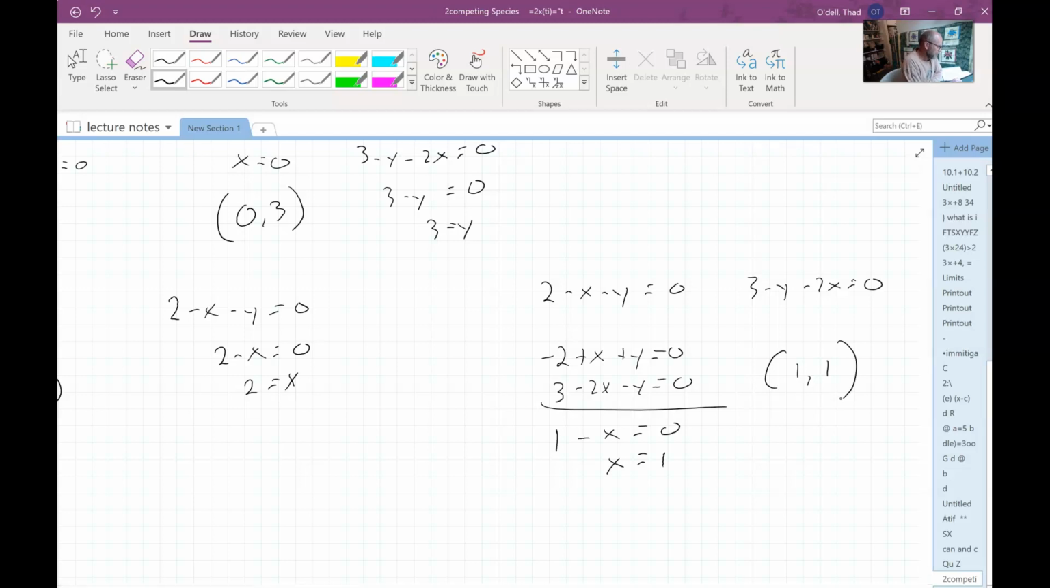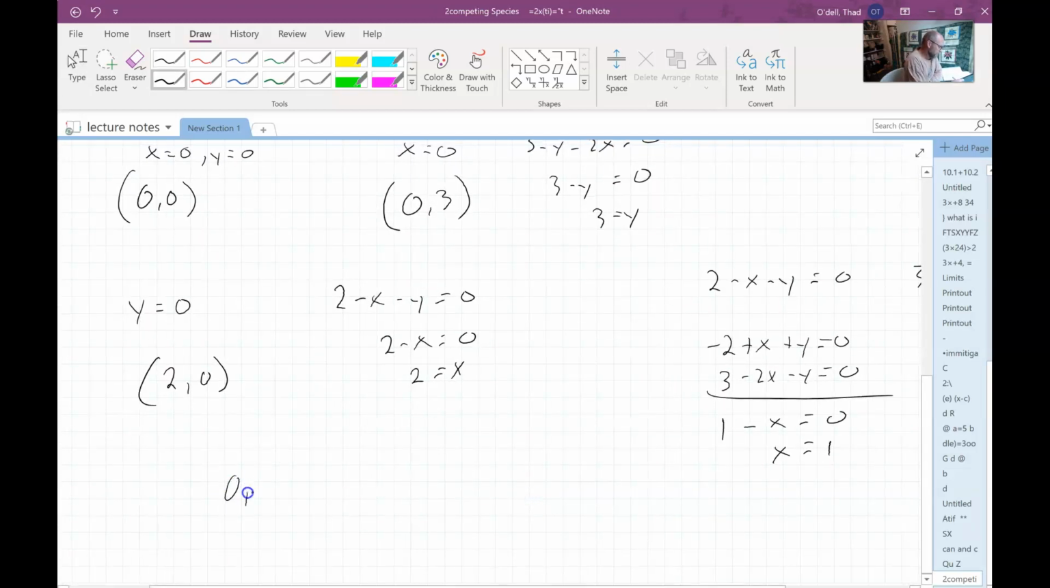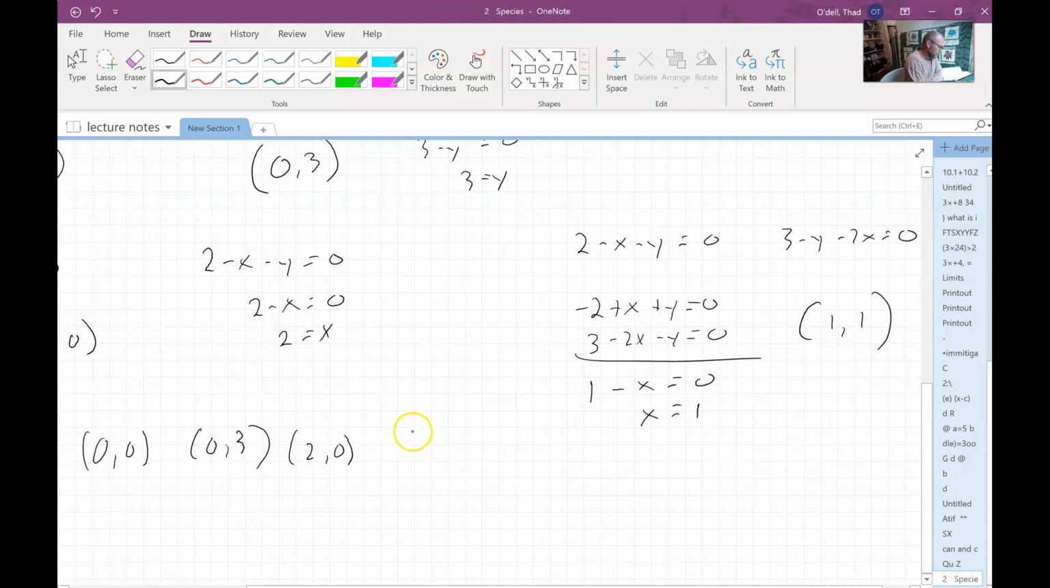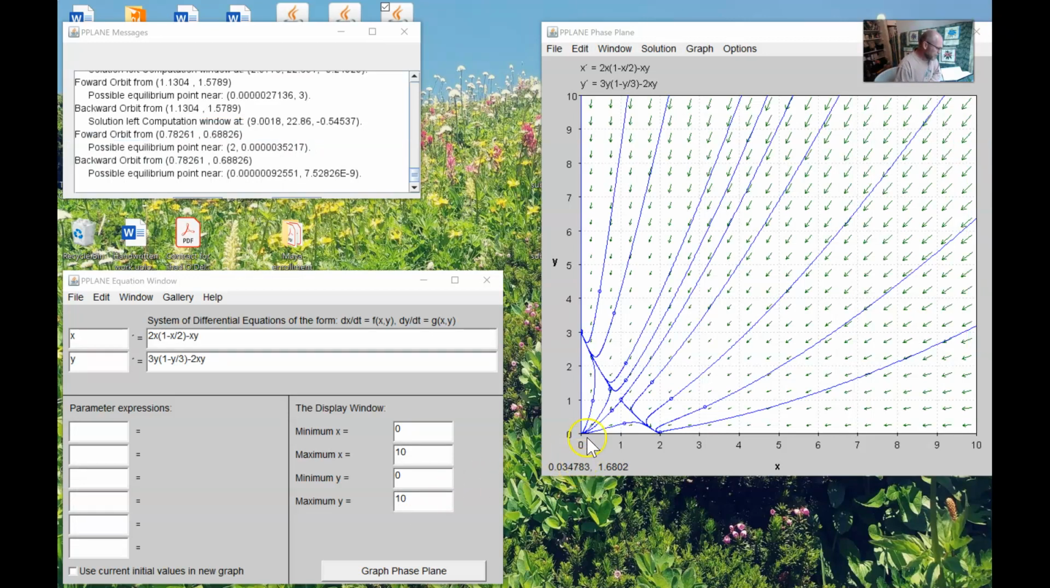Okay? So we have these special points. Let's put them all together: 0, 0, 0, 3, 2, 0, and 1, 1. So now let's go back to our drawing and see what's happening to those points. You can see 0, 0 will be right there, of course. 0, 3 is right up here. 2, 0 is right here, down on the edge, and then 1, 1 is right there.